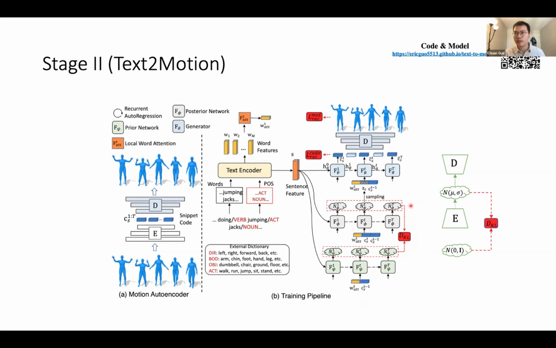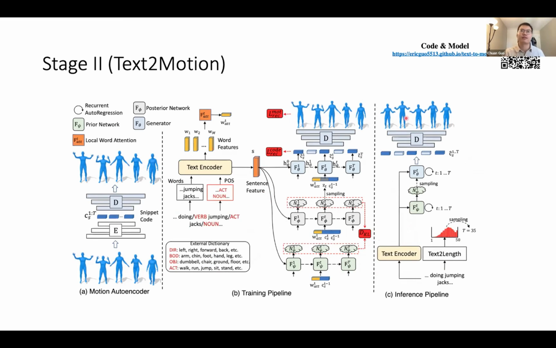So in inference, during generation, how could we make the pipeline work? Firstly, we have this textual description, and we input that to the text length estimator, as we talked about in our first stage. Then we have the approximated distribution of the target length, and we will sample a length from that distribution, for example, 35. That is exactly the number of snippet codes we want to generate according to this textual description.